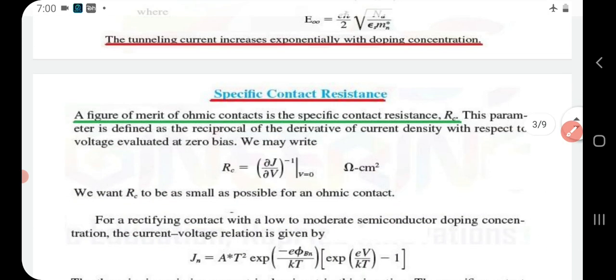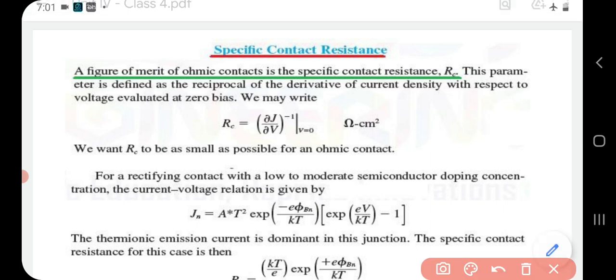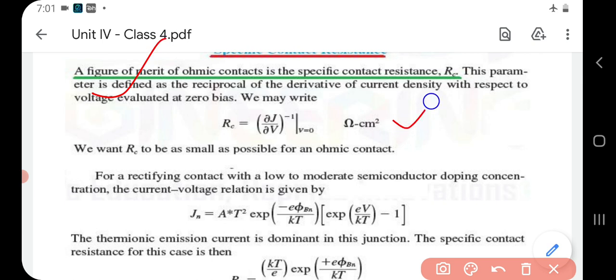Now we are going to learn specific contact resistance. A figure of merit of ohmic contact is called specific contact resistance. It is denoted by RC. It is defined as the reciprocal of the derivative of current density with respect to voltage, evaluated at zero bias. So here you get a definition and its corresponding expression. Its unit is ohm centimeter square. Now for ohmic contact we need this RC, that is the specific contact resistance, to be as small as possible.